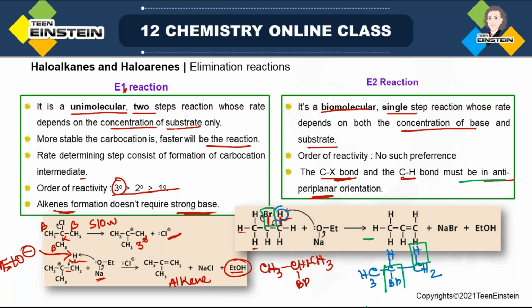That is, the C-X bond which is to be broken and the C-H bond that is also to be broken, these two must be anti to each other. That is the meaning of this line. Okay, C-Br and C-H. Any doubt about these two types of mechanism?